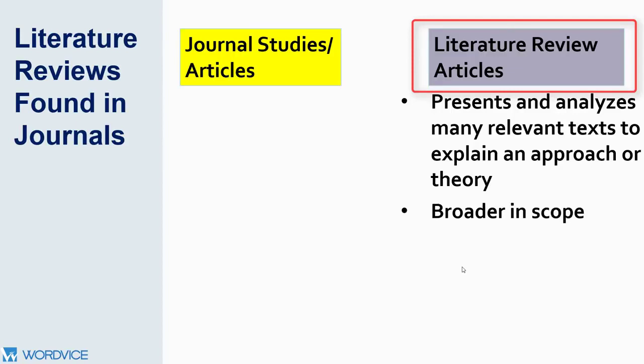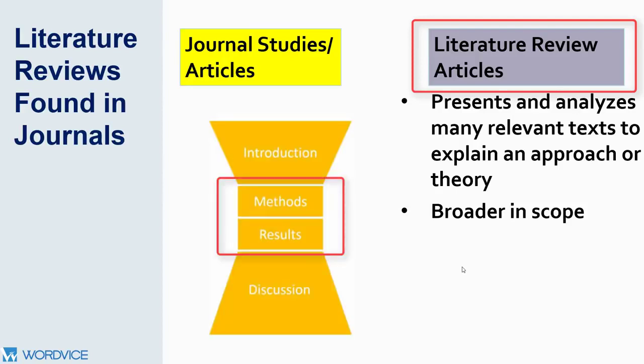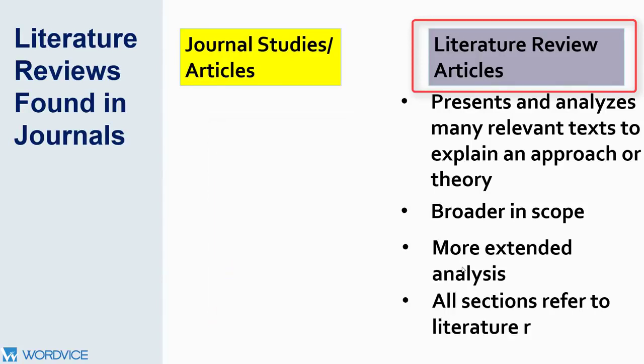It is generally a bit broader in scope and extends further back in time. This means that sometimes a scientific literature review can be highly theoretical. In addition, it focuses on the results and methods of previous studies. It often has a more extended analysis and goes into greater detail. All of the sections of this kind of review refer to the literature rather than detailing a specific current study.